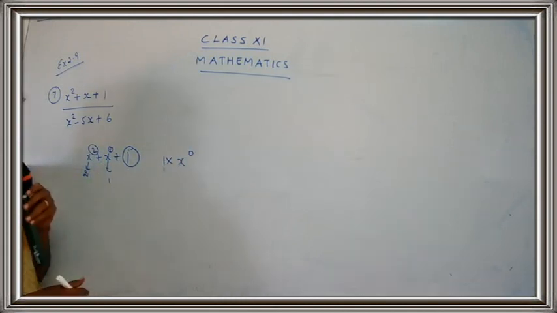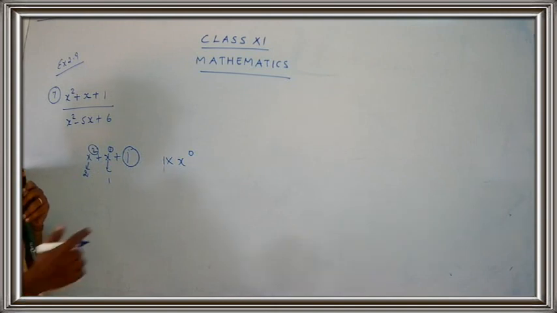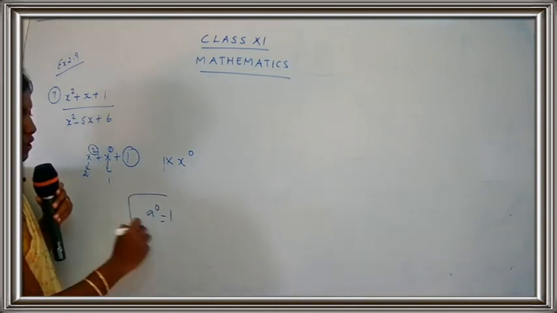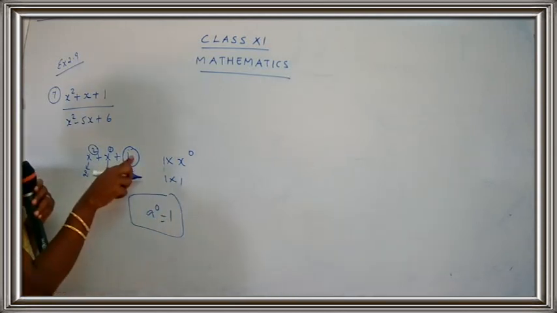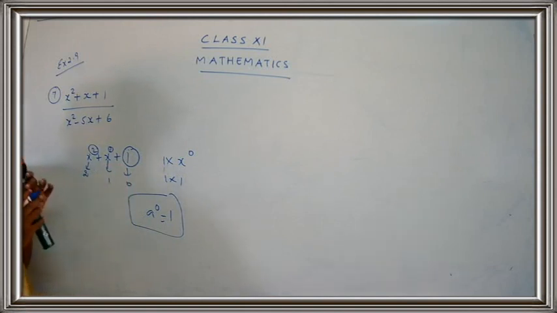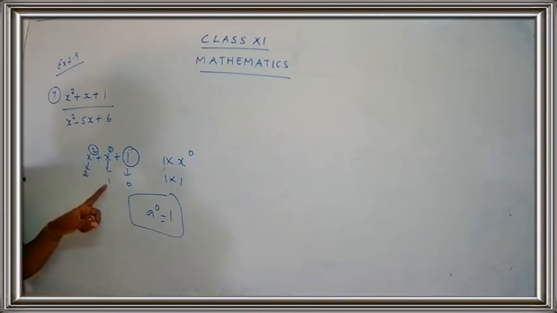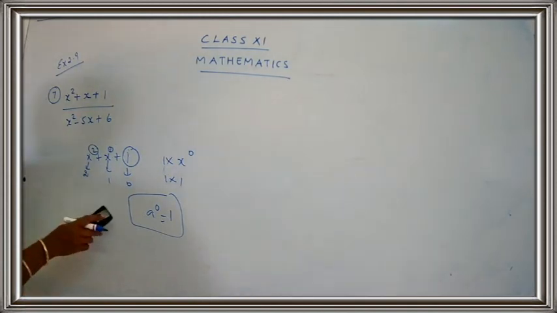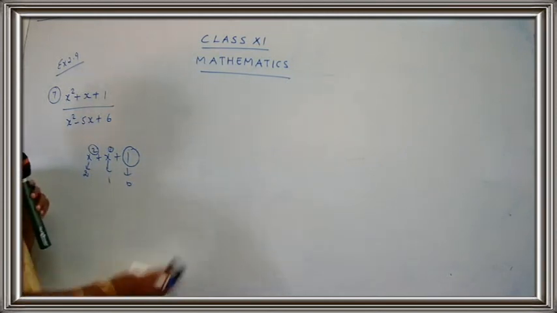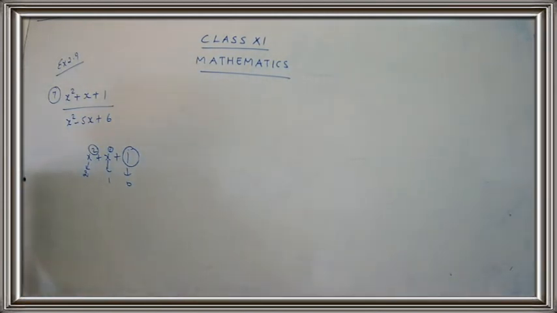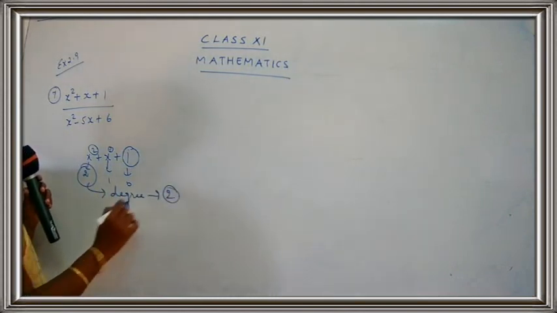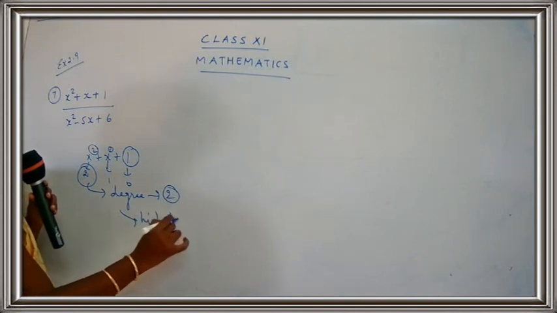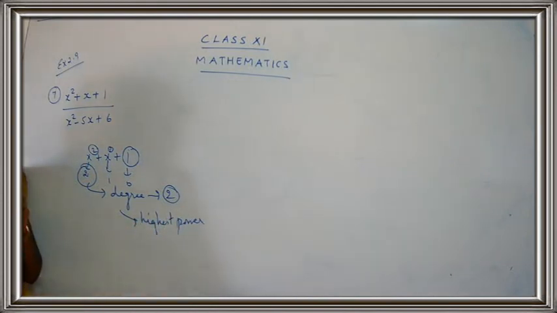Now what is the meaning of x raised to 0? x raised to 0 is 1. Anything raised to 0 is 1. This is one of the laws of indices. So 1 into 1 is 1. So here what is the power? The power is 0 here. So now we have the power 2, the power 1, and the power 0. Which is the highest power here? The highest power is 2. So you have to call the highest power the degree of the particular polynomial. What is the degree over here? The degree is 2. So what is degree? Degree is the highest power of the particular polynomial.